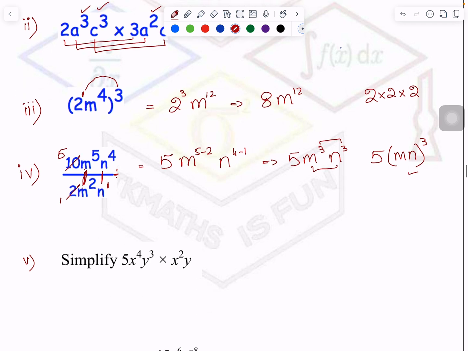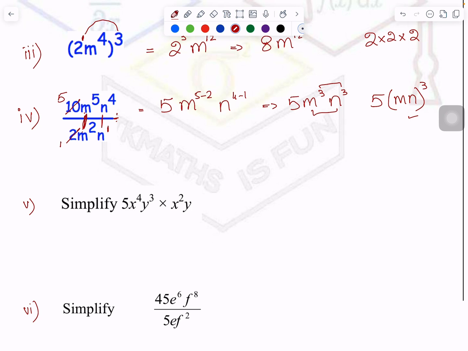Okay. Now this case number 4. So when there is no coefficient in this case, it means it is 1 here. So 5 times 1 is 5. Now let's look at x. Okay, if I see x, this x and this x, because there is multiplication sign in between. So base is same, powers of x will add up. 4 plus 2 is 6.